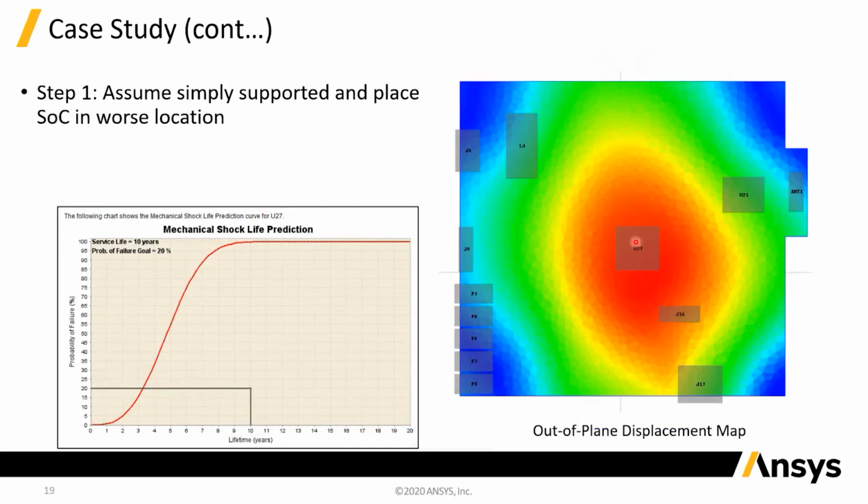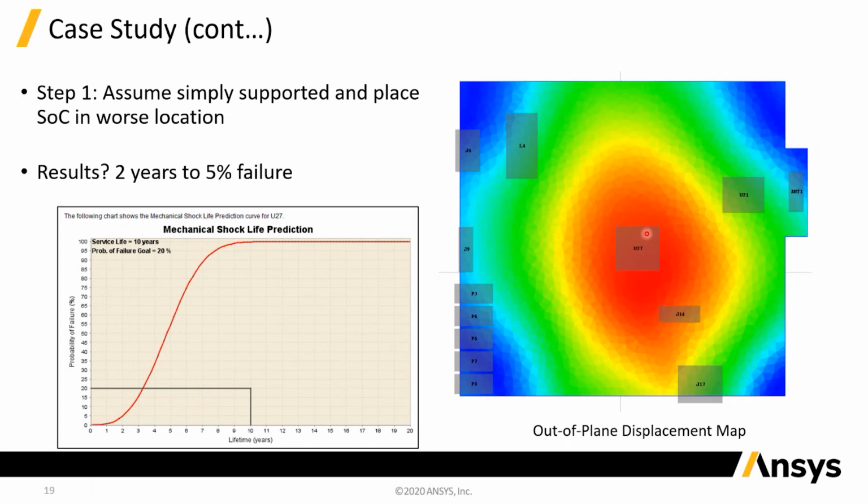For example, if you place this component at the center, you end up with very little life. If your desired life is 10 years, you are ending up with around 3 years for a 20% probability of failure. Even at 5% probability of failure, it fails within less than 2 years. So if you place it at the center, your component is not going to sustain for 10 years. So you have to make some design decisions to improve the reliability of this component.